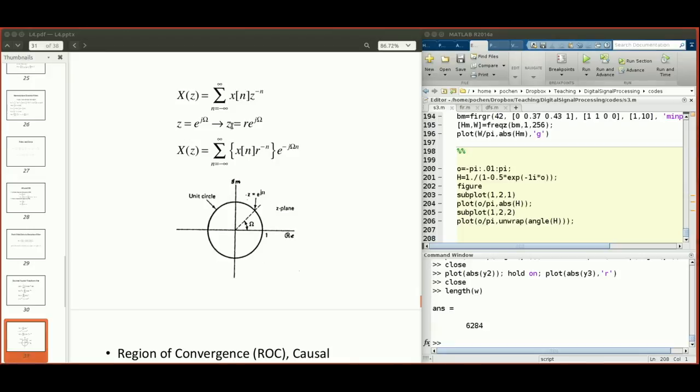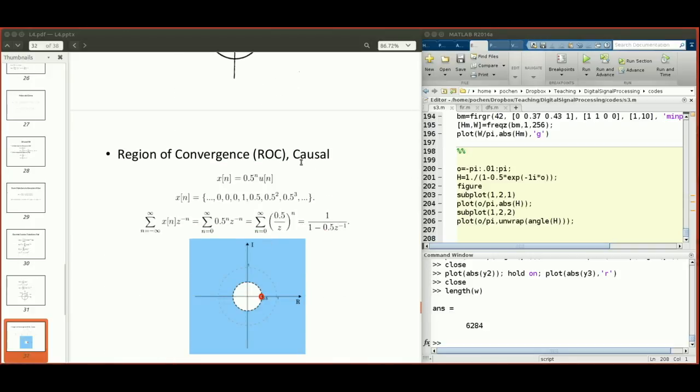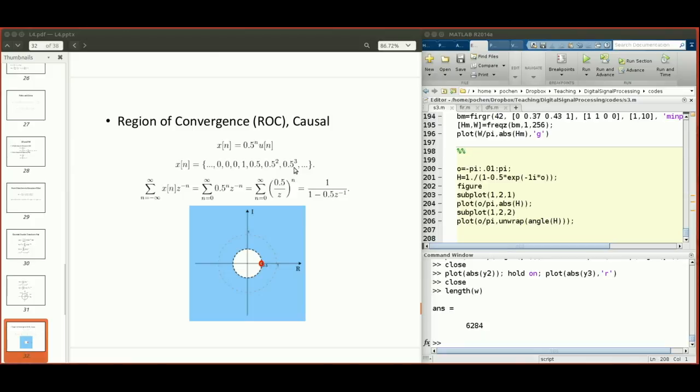And that special case is when z, the complex number z, actually has a length in the complex plane that's unity. So the Fourier transform is basically the z transform on the unit circle. On the unit circle, the z transform is equivalent to the Fourier transform. And then we talked about several properties of the z transform, for example, region of convergence. And we looked at several examples.